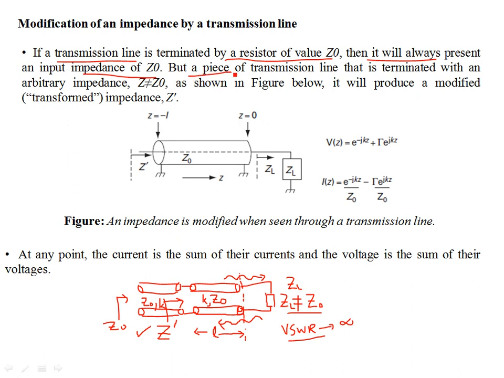A piece of transmission line that is terminated with an arbitrary impedance Z, which is not equal to Z naught, is shown in this figure below. It will produce a transformed impedance, that is Z prime. So we are interested in what this Z prime is for an arbitrary impedance. Over here you're looking into the transmission line. It could be a coaxial cable, a two parallel wire conductor, or a hollow waveguide, whatever it is. But we are interested in the input impedance, given that ZL is different, or not equal to Z naught.